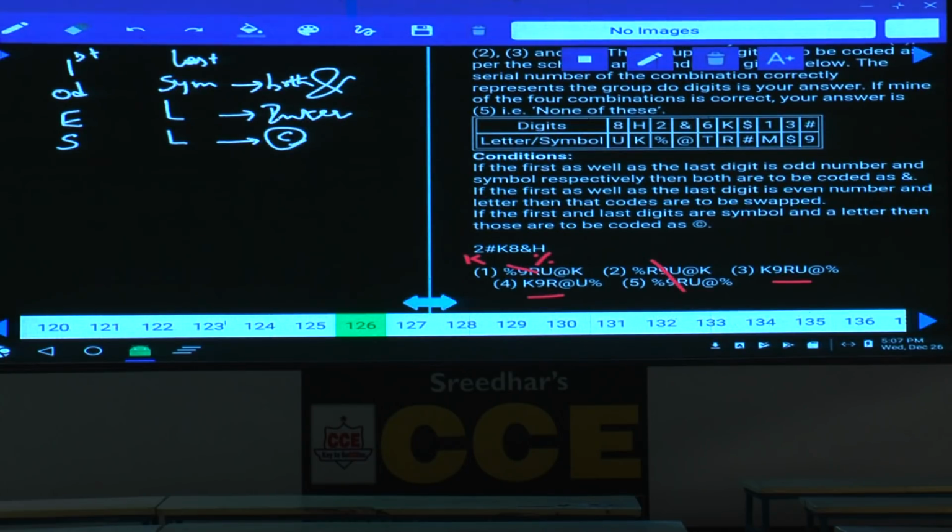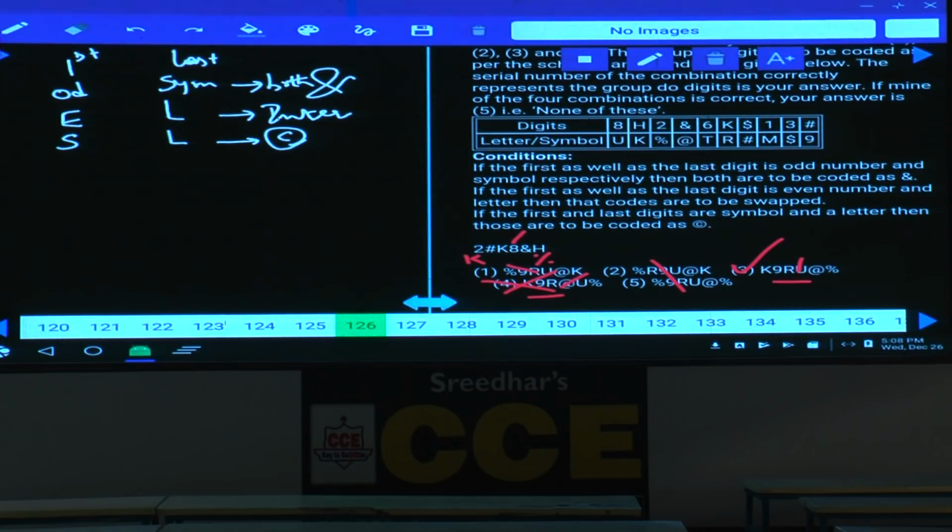First one K, 9, R, R. Now we need to check out the fourth element. What is the fourth element here? 8. What is the code to this word? 8, U. Hence choice 3 is the answer, it cannot be choice 4. Clear? Rather than checking out each and every element, this is how you are supposed to work this out.